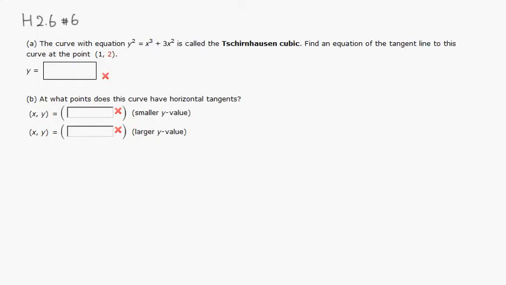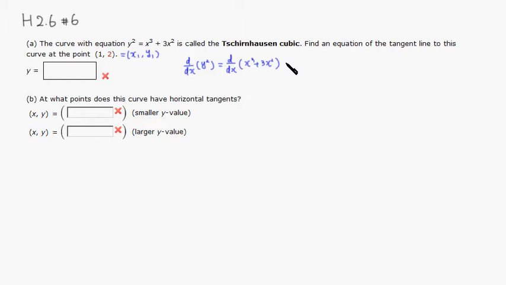All right, so the point is given, so this is already x1, y1, so we just have to find the slope m. So let's take the derivative. Take the derivative of the left-hand side, which is y squared, with respect to x. Then we take the derivative of the right-hand side with respect to x, so it's x cubed plus 3x squared.